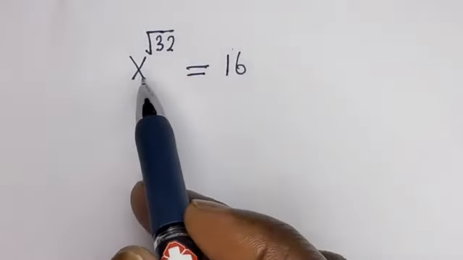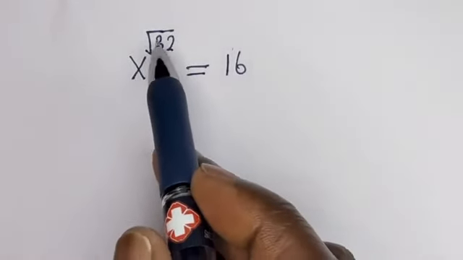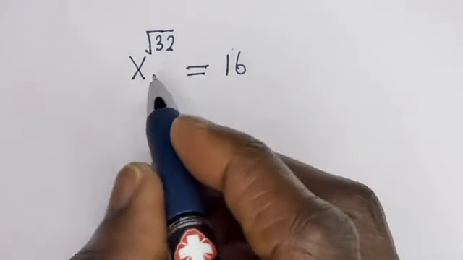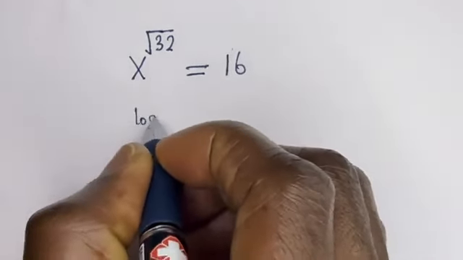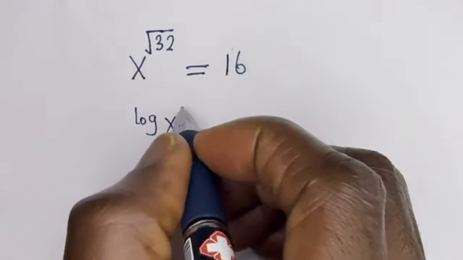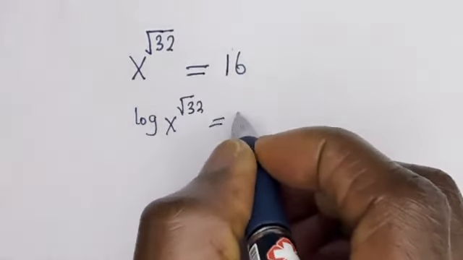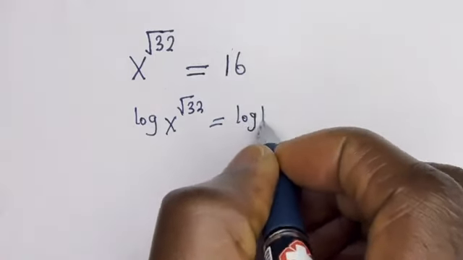Hello, how to solve for s in this equation? s to the power of square root of 32 is equal to 16. Now let's take the log of both sides. Log s to the power of square root of 32 is equal to log 16.